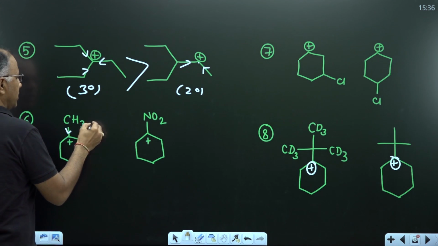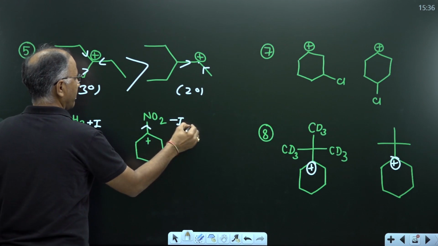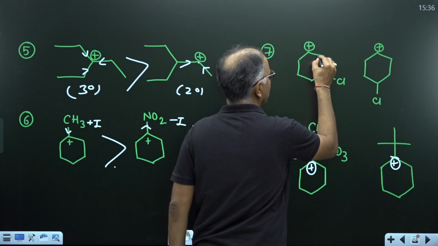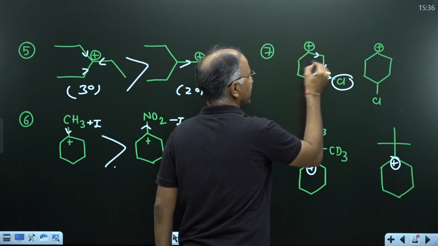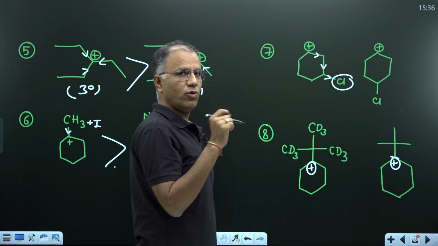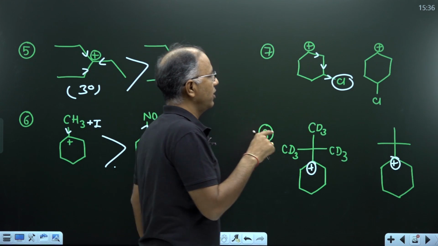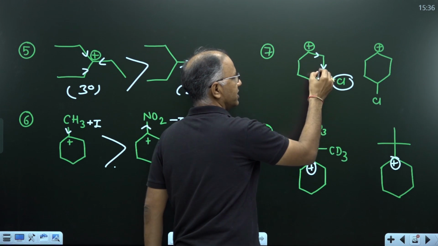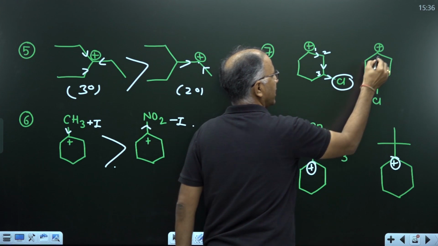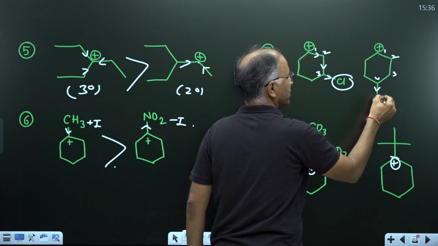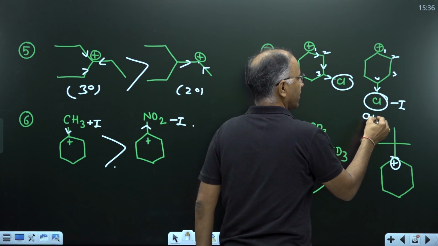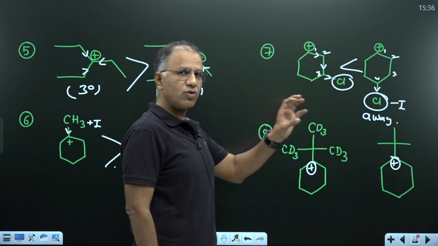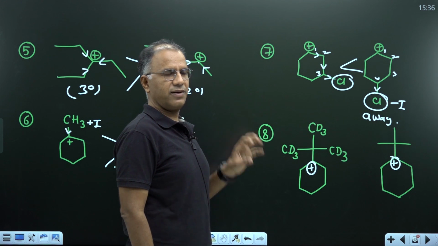In the sixth, this has a plus I effect and this has minus I, so which is more stable? The first is more stable. In the seventh, this chlorine has minus I. Minus I is inversely proportional to stability: more minus I, more unstable. Minus I must be away from the cation so that minus I will be weak. So in this example, minus I is on the third carbon, and in this example, minus I is on the fourth carbon. So it is away, which means it is weaker. Weaker means more stable. Plus I must be nearer to the cation, and minus I must be away from the cation.